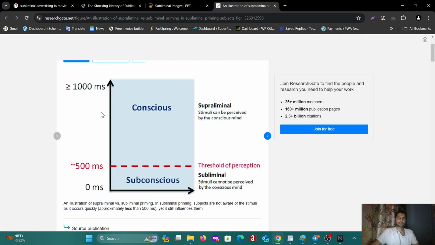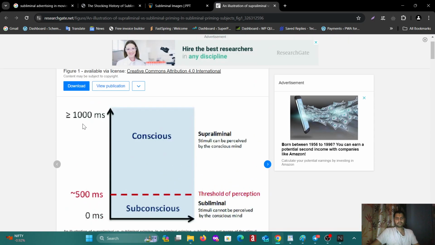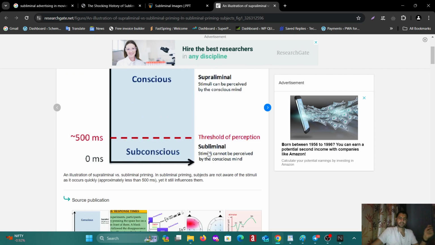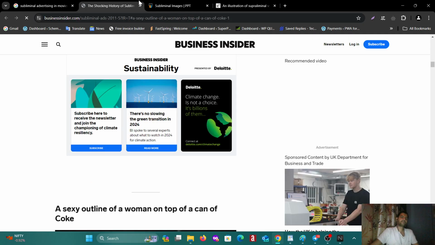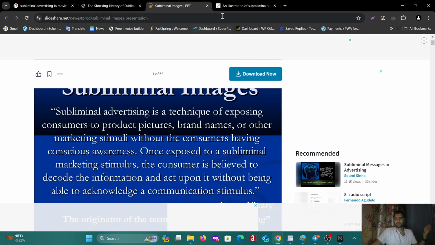Okay, so if you take this research, this is how it is. If an image is displayed for greater than or equal to 1,000 milliseconds, then our conscious mind picks it up. It's known as the supraliminal effect. But if it is below our threshold of perception, then it goes directly into the subconscious, and that is the subliminal effect. So the stimuli cannot be perceived by the conscious mind. This is what it is trying to convey. This is generally done by advertisements, logos, all those things.